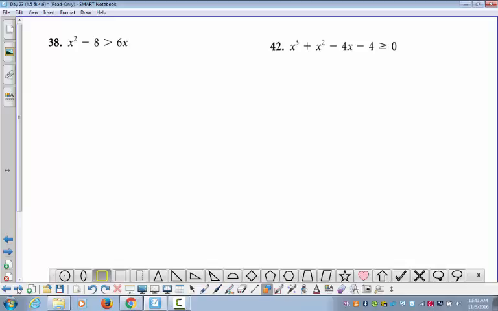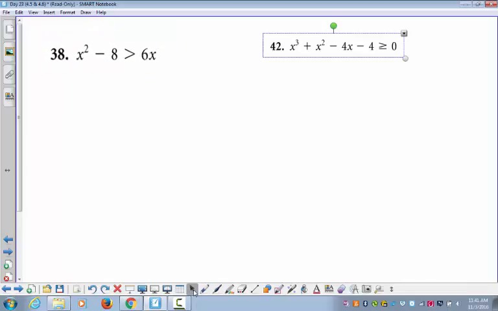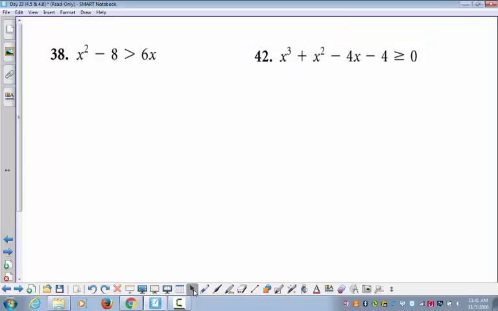Okay. All right, you guys try these ones. And then we'll get to the harder ones. Got to have the basic procedure down before we can do the harder ones.